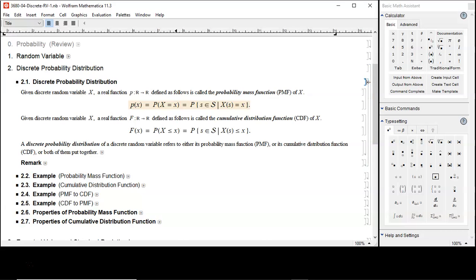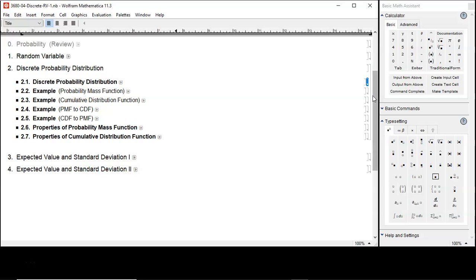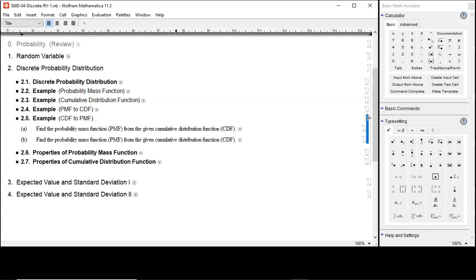We can of course generalize to arbitrary situation. Now, how about the other way around? If we know CDF, how can we find PMF? Let's go backward.